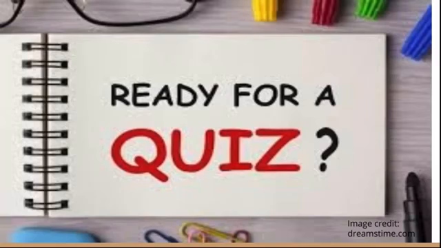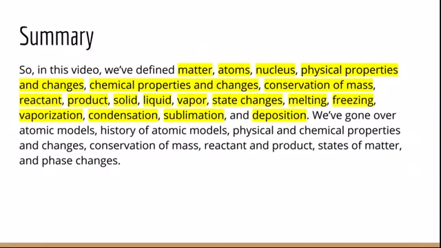Are you all ready for a quiz? Here's a quick summary. In this video, we've defined matter, atoms, nucleus, physical properties and changes, chemical properties and changes, conservation of mass, reactant, products, solid, liquid, vapor, state changes, melting, freezing, vaporization, condensation, sublimation, and deposition. We've gone over atomic models, history of atomic models, physical and chemical properties and changes, conservation of mass, reactant and product, states of matter, and phase changes.